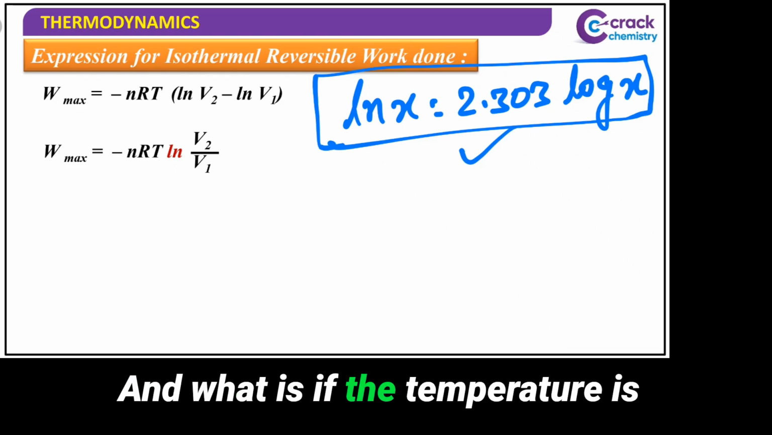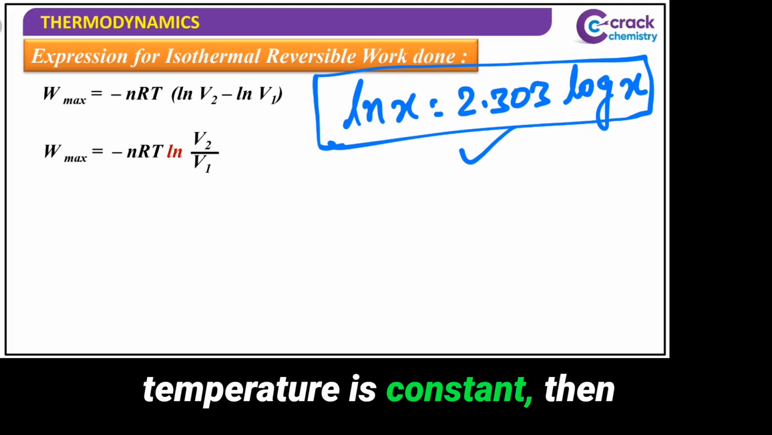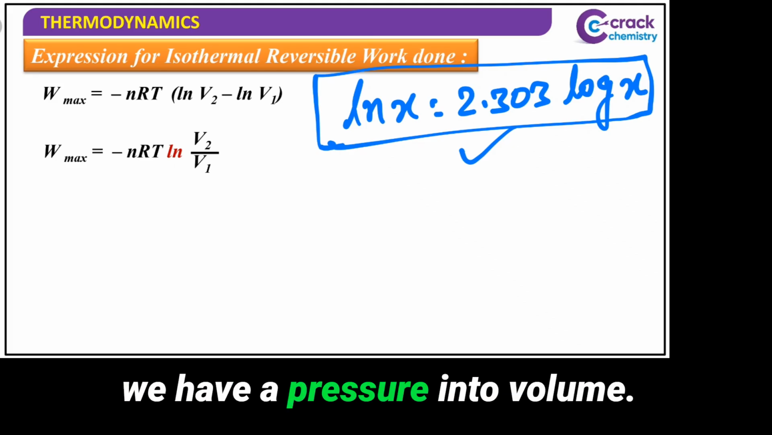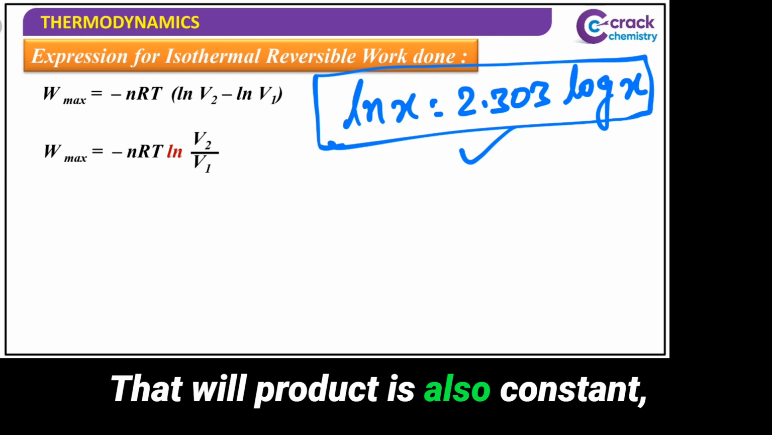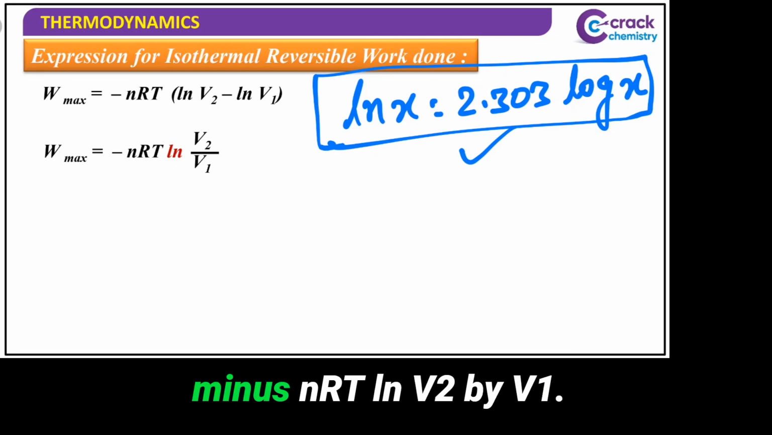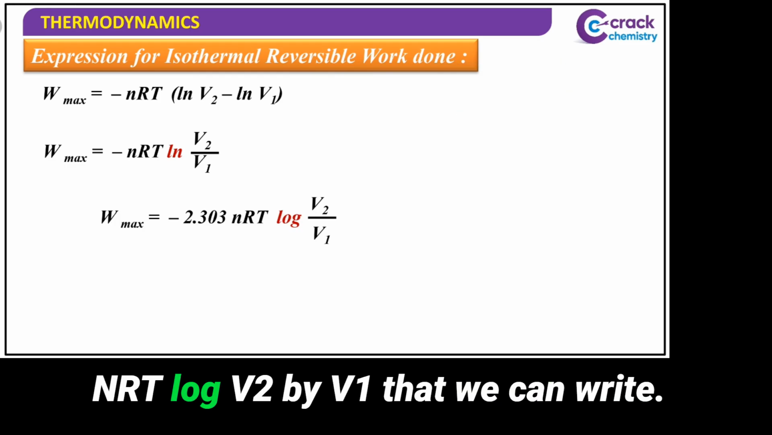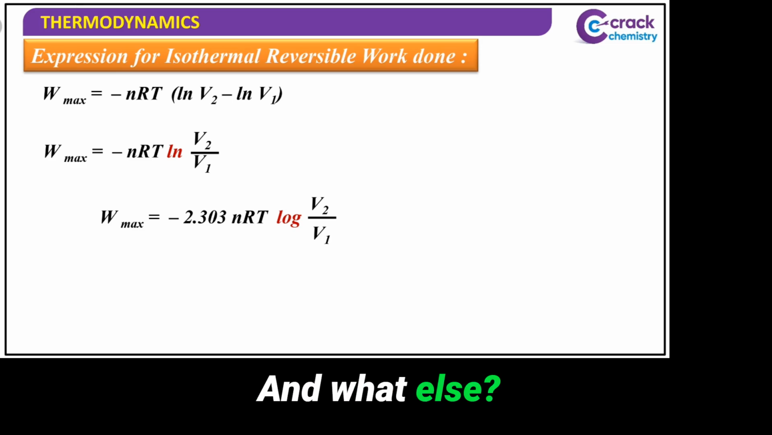And if the temperature is constant, then how do we proceed? If the temperature is constant, then pressure into volume, that product, is also constant. So that we can use later. But first of all, we have got minus nRT ln V2 by V1. That can be written as minus 2.303 nRT log V2 by V1. That we can write.